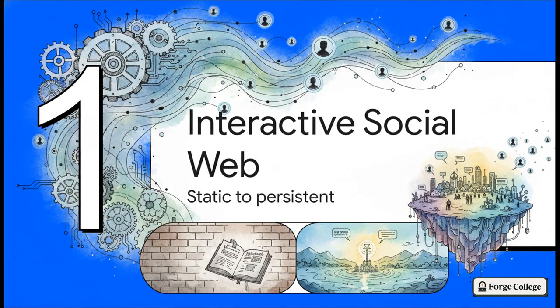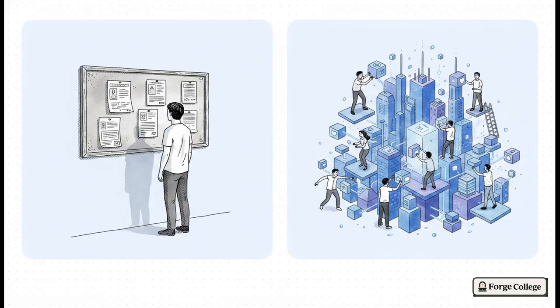Starting with Section 1, the interactive social web, moving from static to persistent spaces. Think about the transition kind of like this. Back in Web 1, you were basically just reading a static flyer pinned to a digital bulletin board. It was read-only. But in Web 2, we entered these stateful, persistent applications. And that's a game changer, because your input, your likes, your follows, your comments, actually builds the platform's architecture. You aren't just a visitor passing through anymore. Every single interaction writes data to the environment. The platform remembers you, and it morphs based on your behavior.